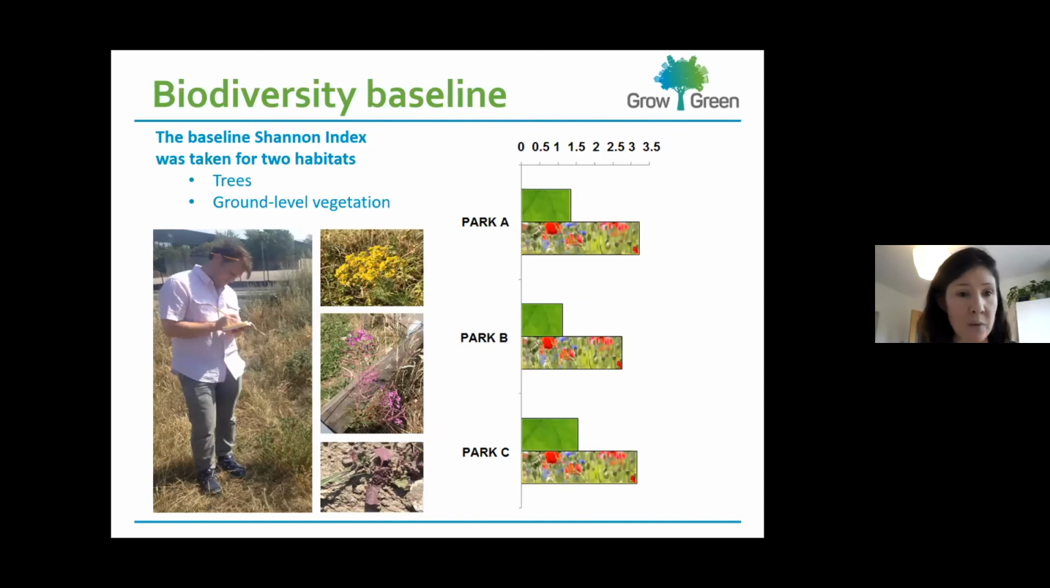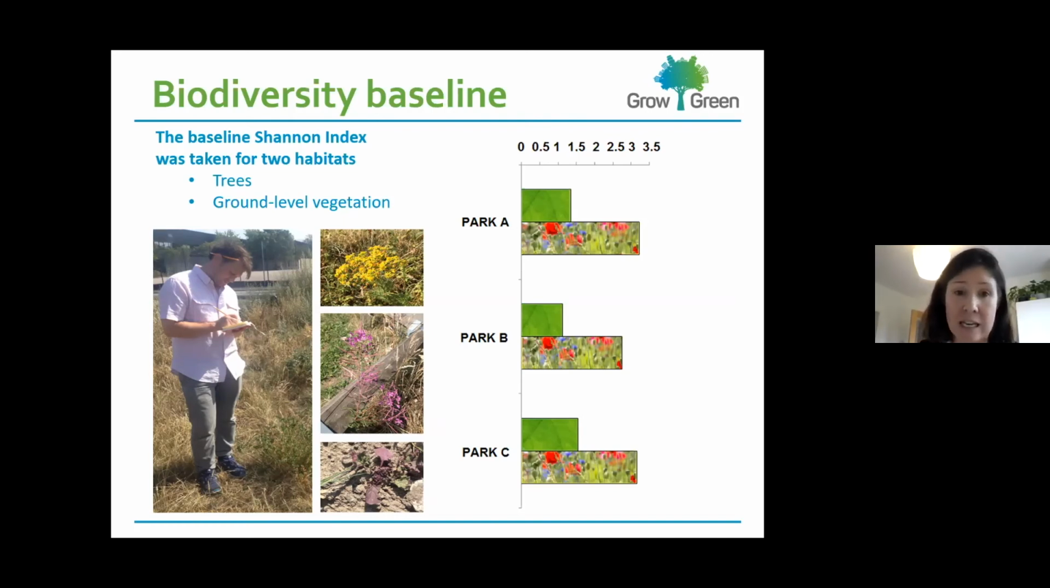So a baseline was taken by the University of Manchester. This is the site before construction took place. As you can see, it's a brownfield site. However, because it was a brownfield site that had been there for quite some time, it was actually quite species rich. Lots of seeds had travelled there over a number of years and taken root.